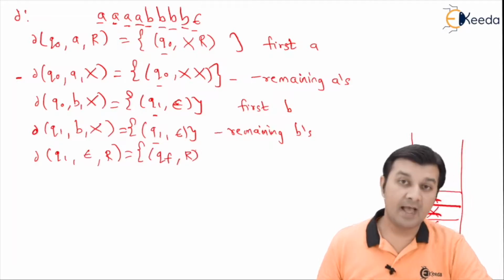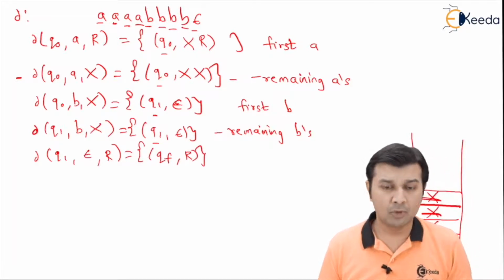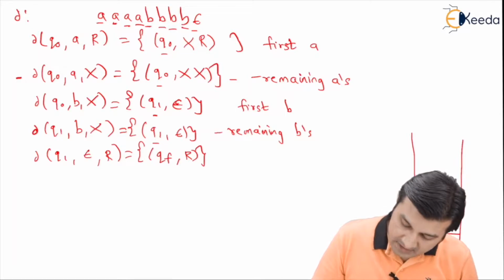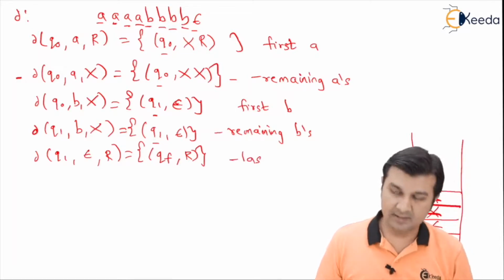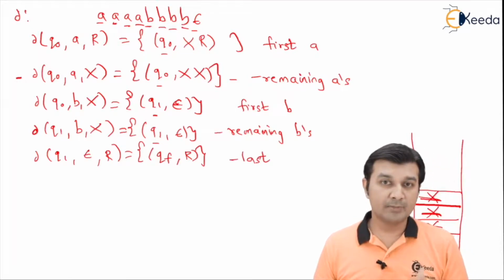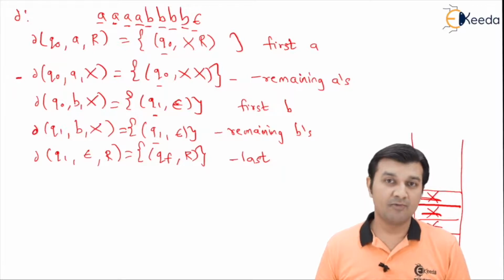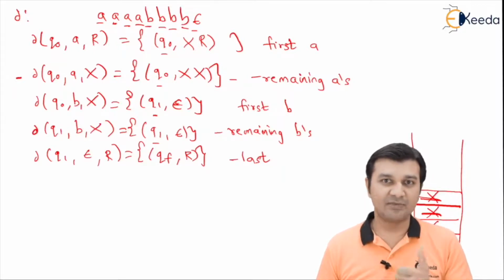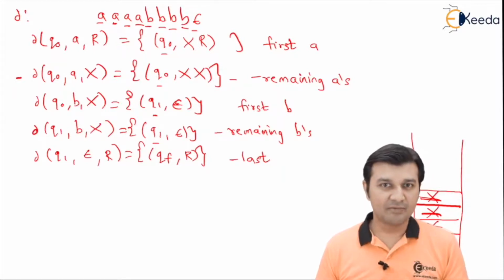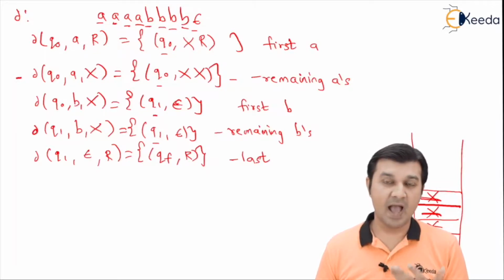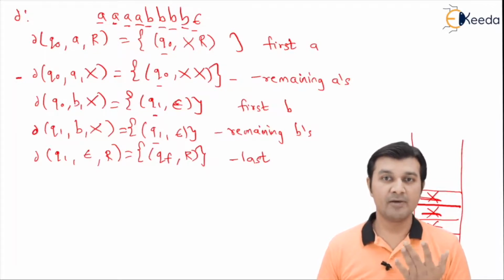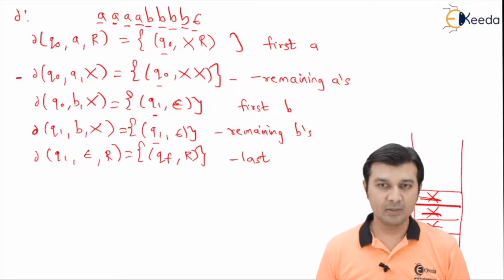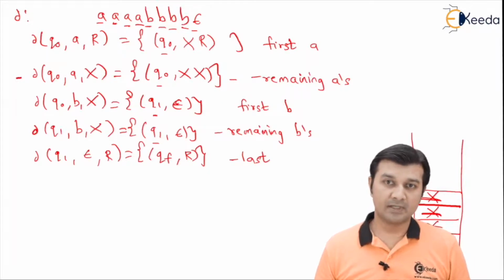The stack had r at the bottom and I'm not going to touch it. Therefore, I say this is going to be my last transition. So my problem is precisely split into 5 different types of transitions: first a, remaining a, first b, remaining b, and the last one going to the final state, right? So that completes my transition function.